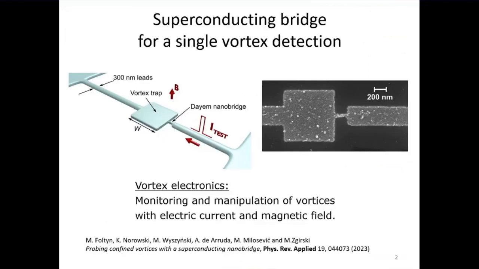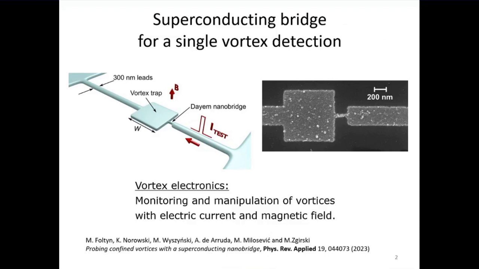So this is a teaser, just to have some hook at the beginning of the presentation. We have a very simple nanostructure. You see, this is a single layer polycrystalline aluminum, 30 nanometers thick. The bridge here in the middle is called a Dayem nano bridge. It is 60 nanometers wide. It is a type of Josephson junction.